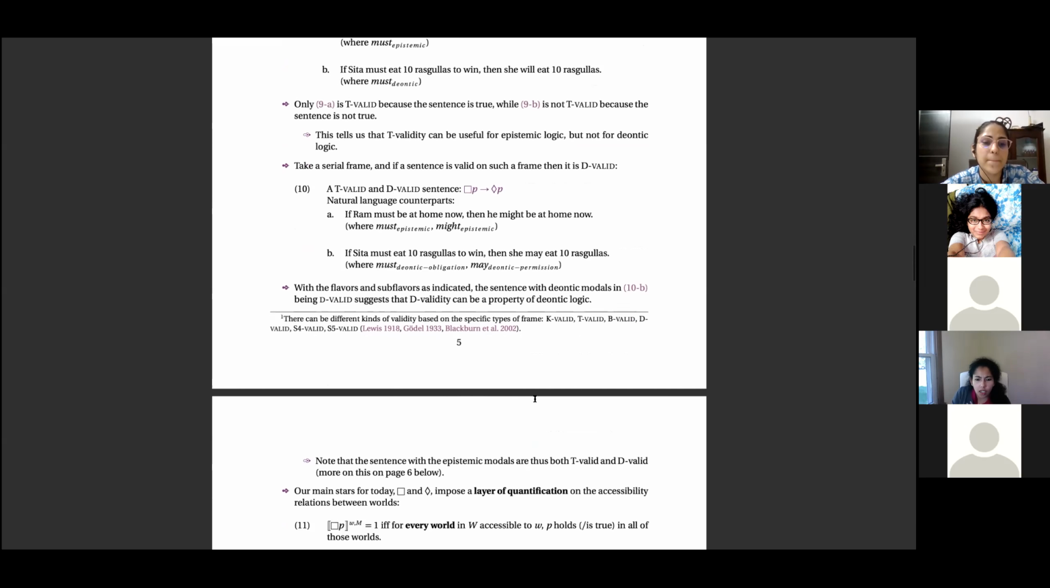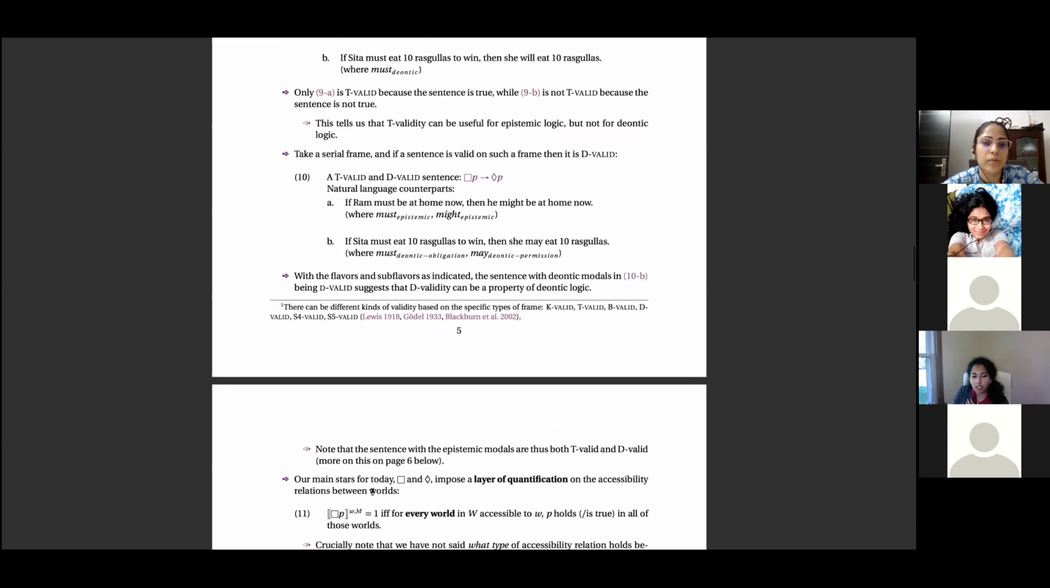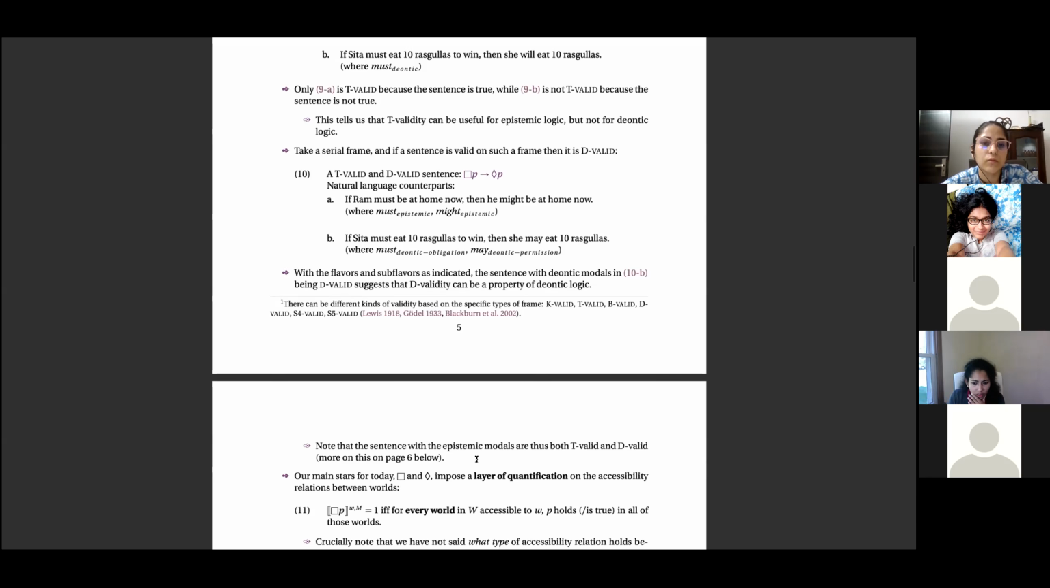Okay, and I just wanted to flag that epistemic models, remember, are both T-valid and D-valid, and often epistemic models are taken to invoke equivalence frames. And we'll see why that's sort of an idealized notion of an epistemic agent to have an equivalence frame. But that's assumed in idealized notions of knowledge.